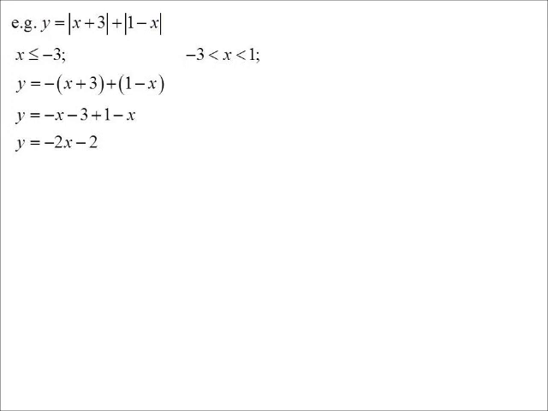So what if it's in between those 2 points? Okay. Substitute into the first one, we're going to have a positive number. So it'll stay as x plus 3. Sub it into the second one, it'll be a positive number as well. Add them together. Oh, we're just going to get the horizontal line, y equals 4, in between those 2 points.